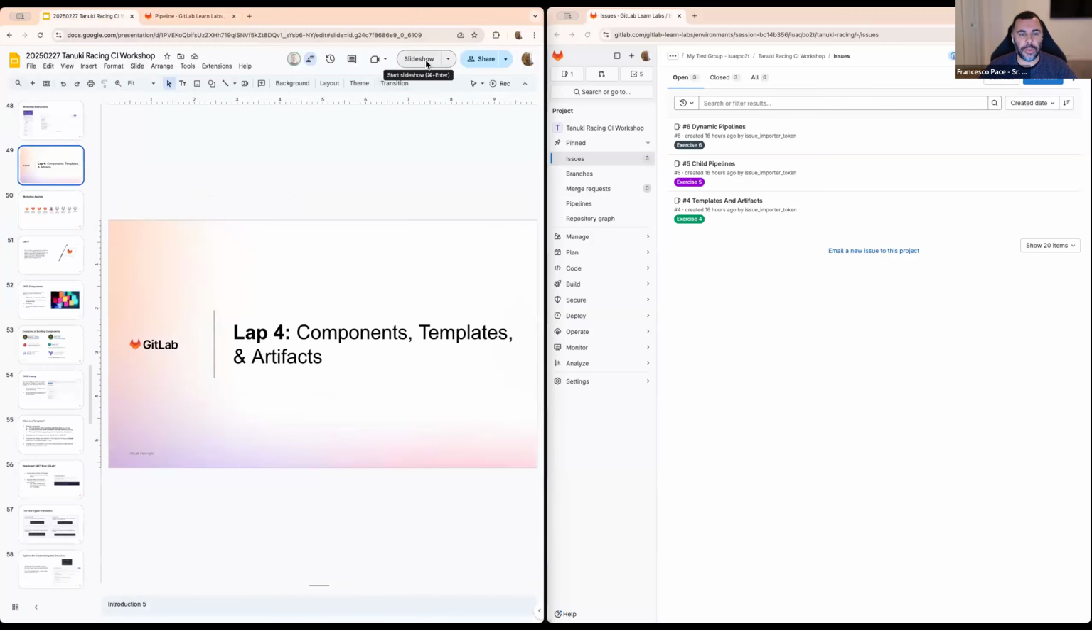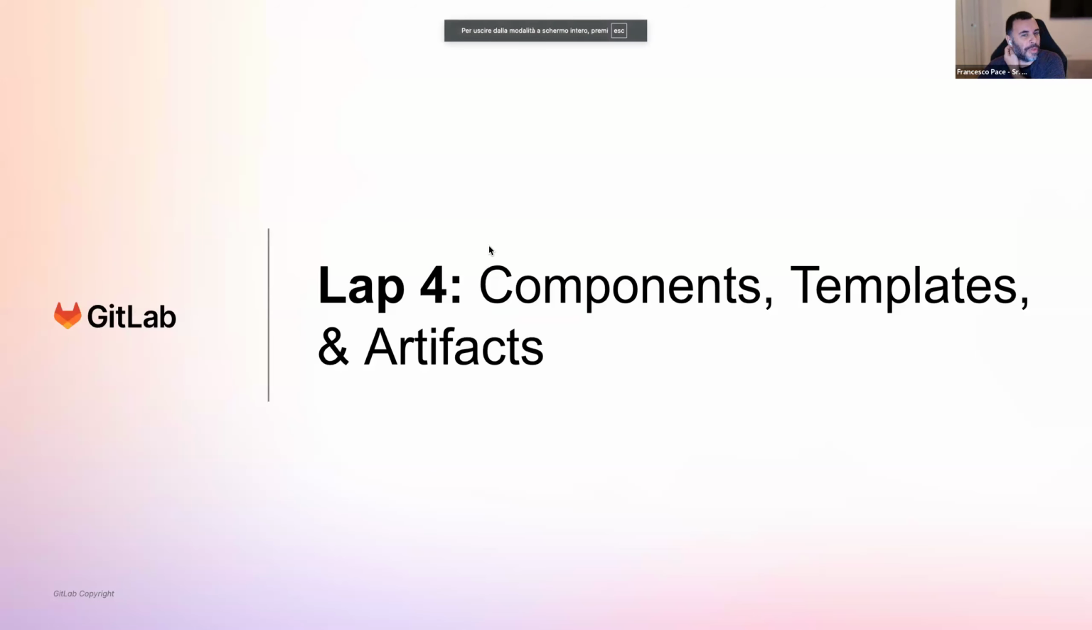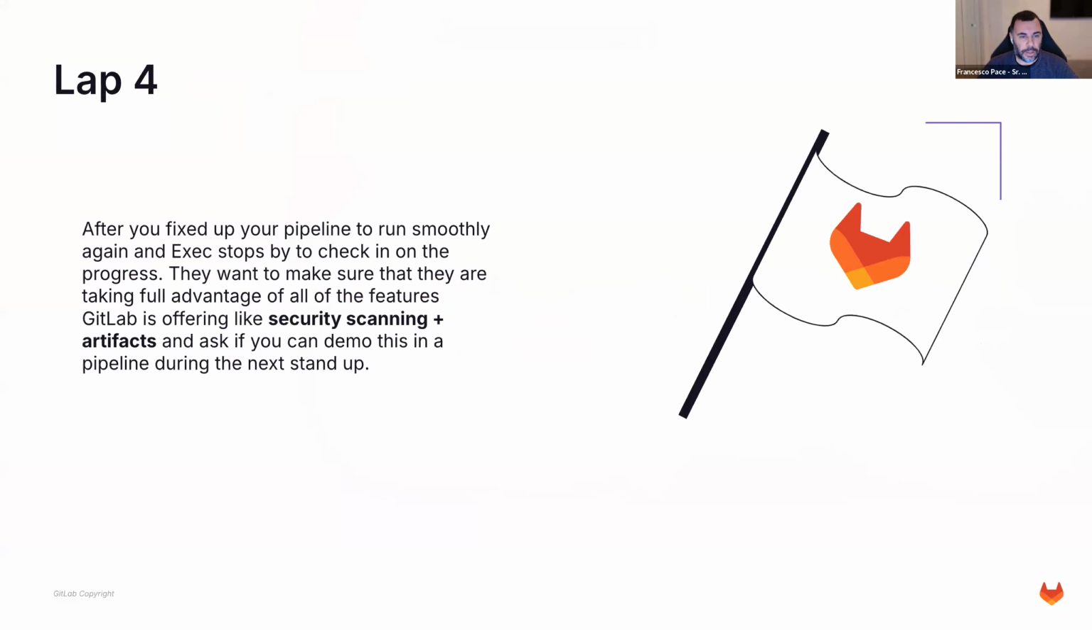Let's switch to the presentation and let's start the fourth lap of this race, talking about components, templates, and artifacts. We have now started to build our beautiful pipeline, but we want to be sure that we leverage the full advantages of the wonderful features that GitLab offers to our customers. So let's start to introduce some nice concepts like security scanning.